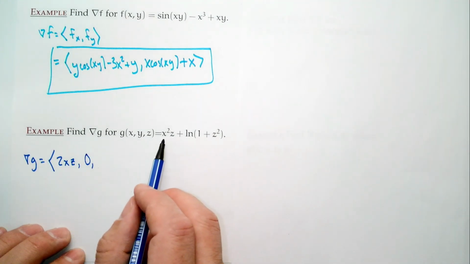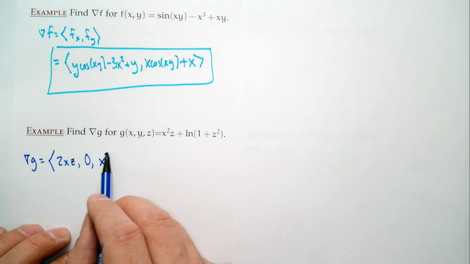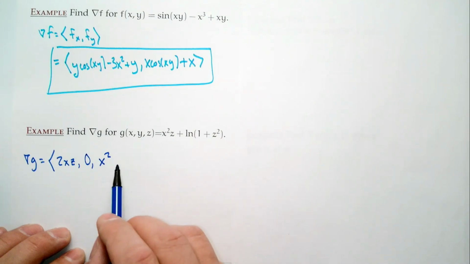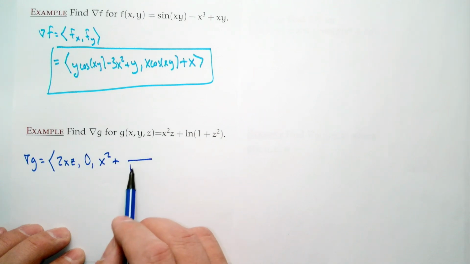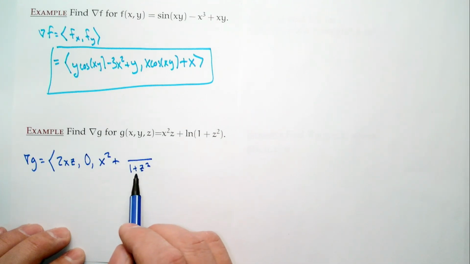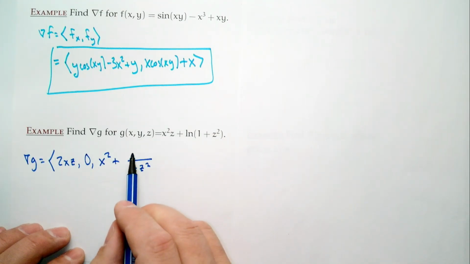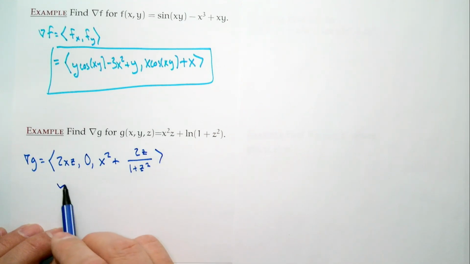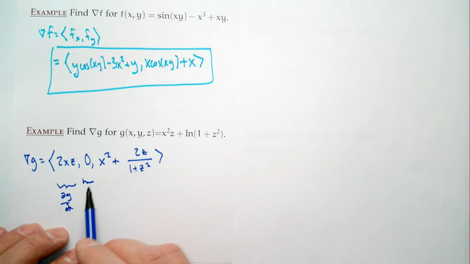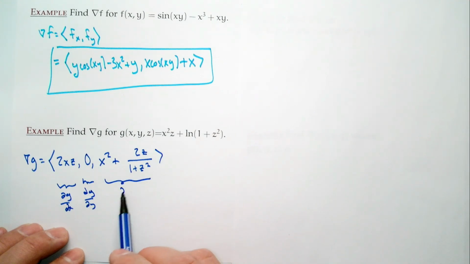Okay, derivative of x squared times z with respect to z is x squared. How about the last part, log of 1 plus z squared? Yeah, 1 plus z squared goes downstairs because the derivative of log of anything is 1 over the inside, then times the derivative of the inside, and since the derivative is with respect to z, that's a 2z. So again, the first entry, this is the partial g partial x. The second entry, partial g partial y. The last entry is partial g partial z.